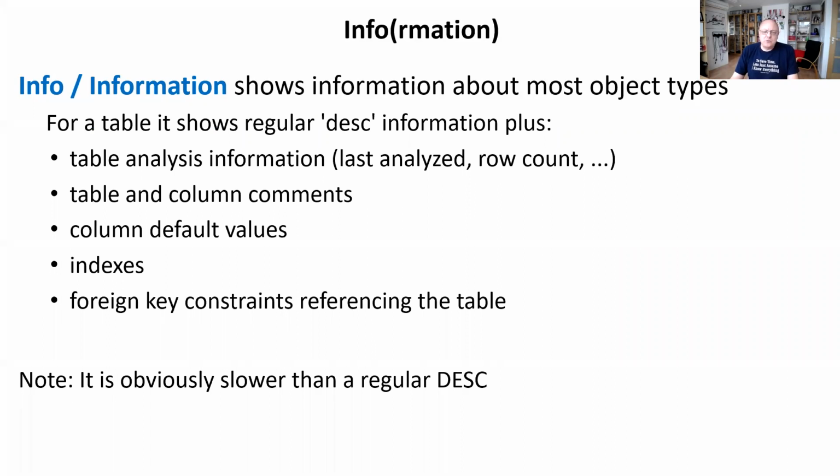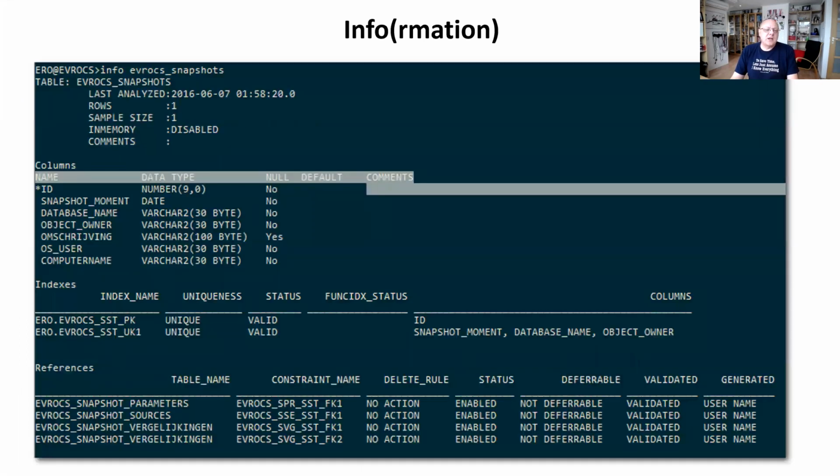So if you really just want to have a list of columns, then you probably just want to use desc. This is what it looks like. I see that the time is going really fast, so I'm going to step up a bit, I think. This is what it looks like. A lot of information in there that could be very useful.